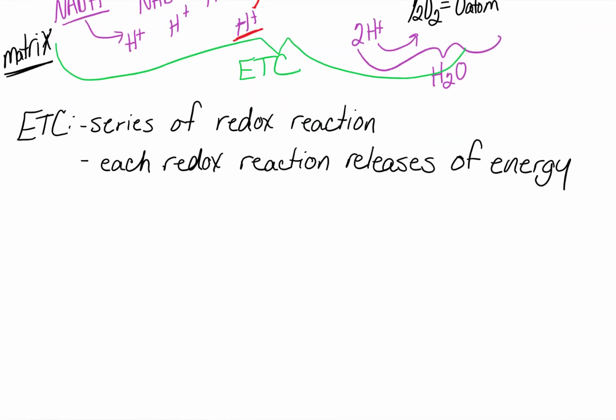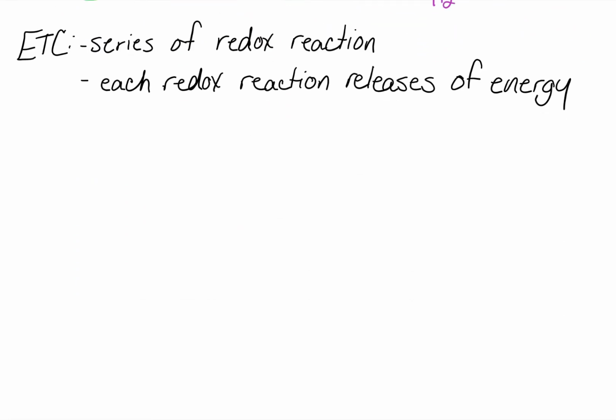And if we go back to our bullet points of what's happening during the electron transport chain, we can also add that the energy released from the redox reactions is moving hydrogen ions against their concentration gradient.